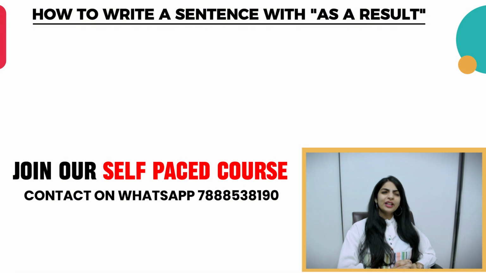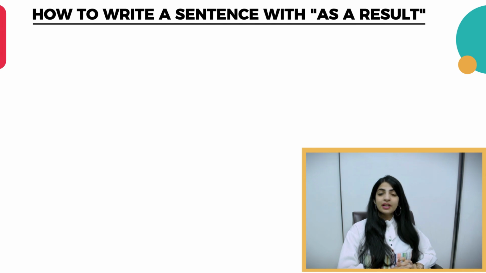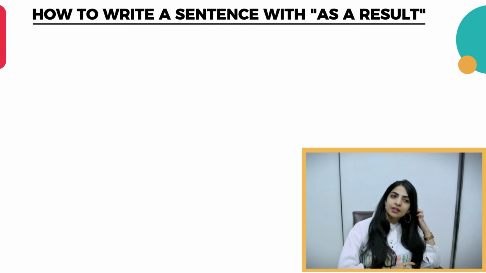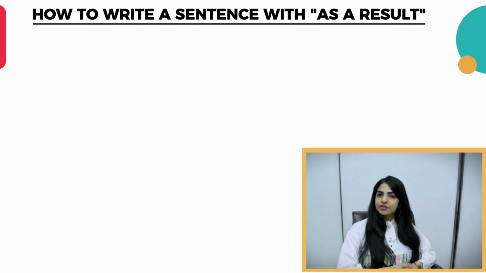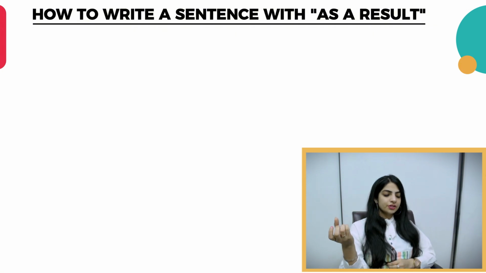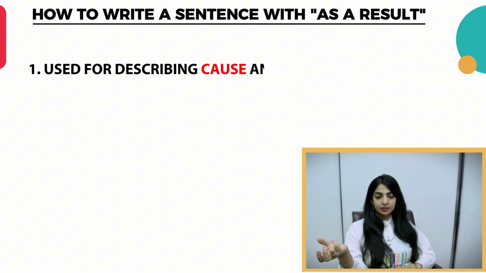It's not like you have to use a lot of connectors or a lot of conjunctions to make your grammatical range higher. Rather, you have to use them accurately. Similarly, in this video, we're going to talk about how to use the phrase as a result in the sentence or in the body paragraphs. If we talk about as a result, it is used for describing cause and effect.